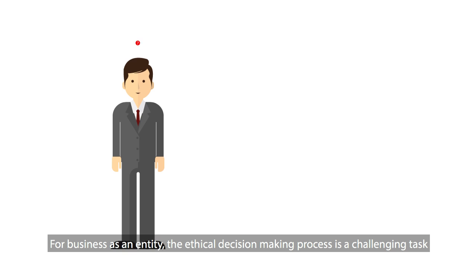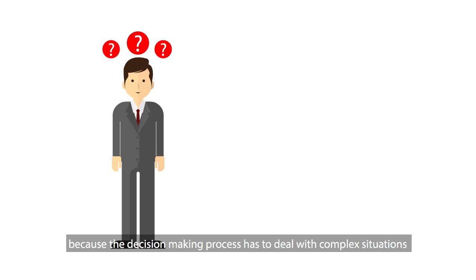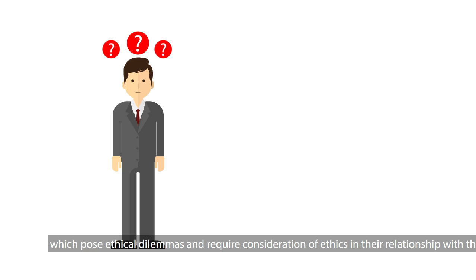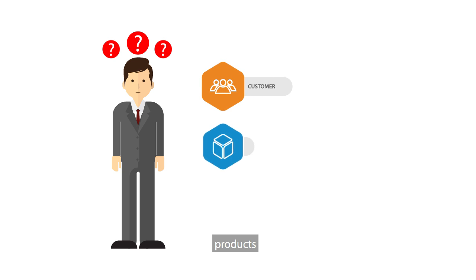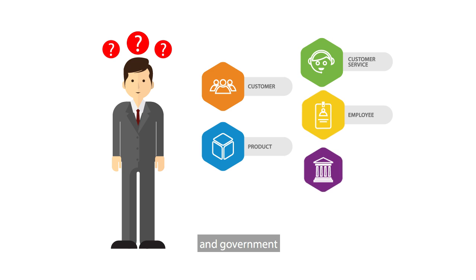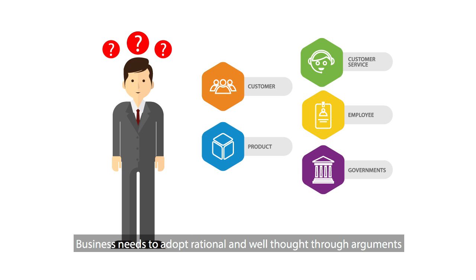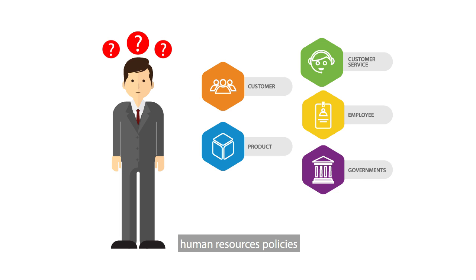For business as an entity, the ethical decision-making process is a challenging task because the decision-making process has to deal with complex situations which pose ethical dilemmas and require consideration of ethics in their relationship with their customers, products, services, employees, and government, amongst others. Business needs to adopt rational and well-thought-through arguments which will have broader consent amongst its different stakeholders on issues such as those related to organizational strategy, human resources policies, supply chain, or corporate stance on corruption, amongst others.